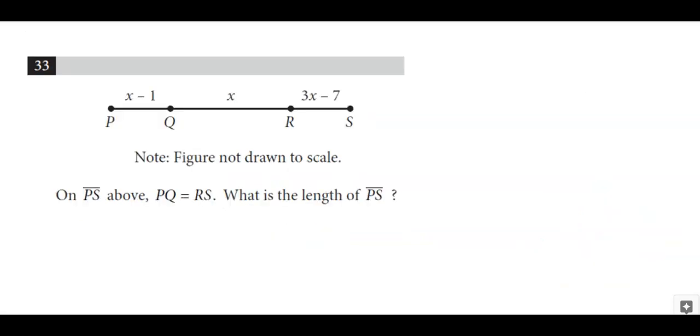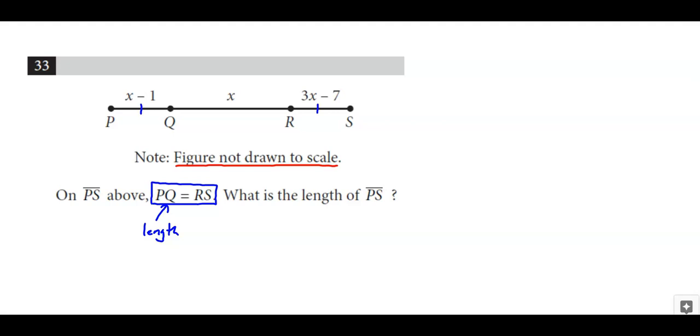Number 33, looks like we got a little bit of geometry going on here. So one thing to see right away is note, figure is not drawn to scale. So a piece that looks longer than another may be shorter, and vice versa. So it says, on segment PS above, PQ equals RS. So this is really important. This refers to the length or the distance from P to Q. So P to Q, I'm going to put a little congruency mark. PQ is the same length as RS.